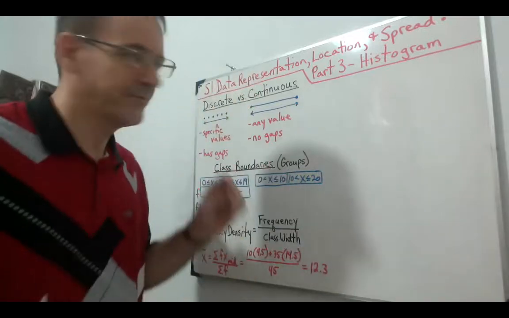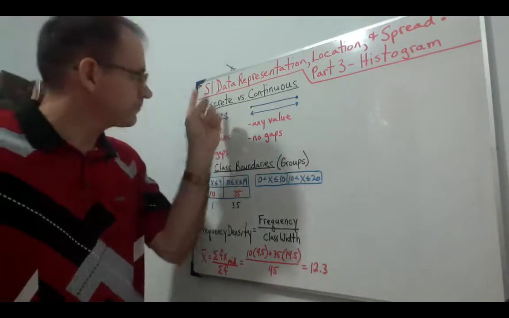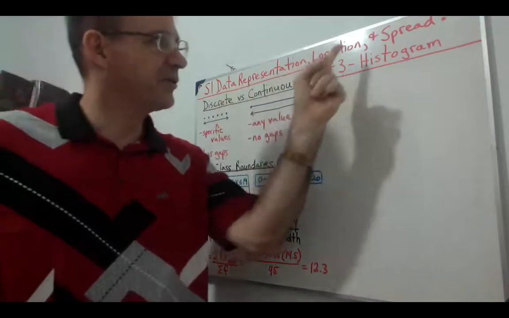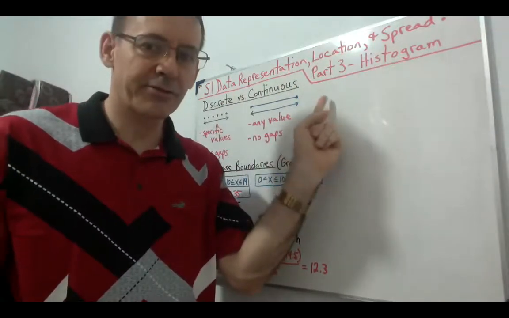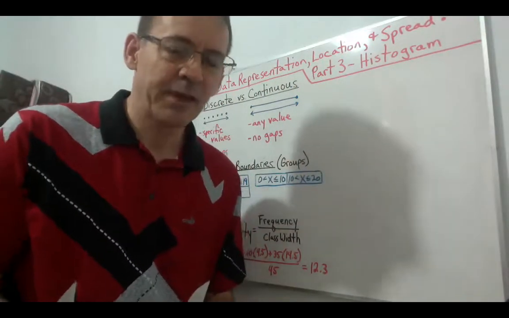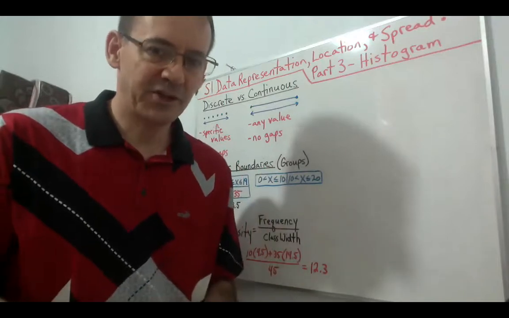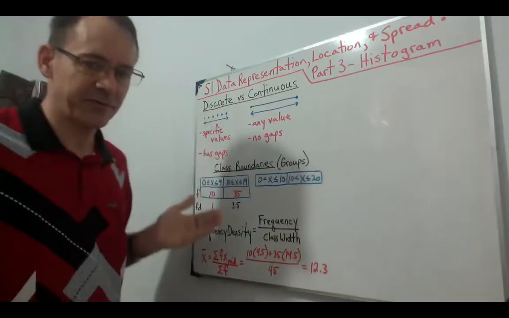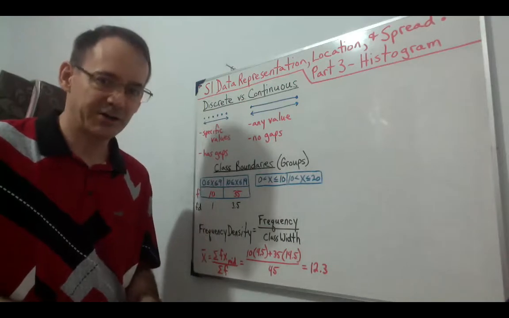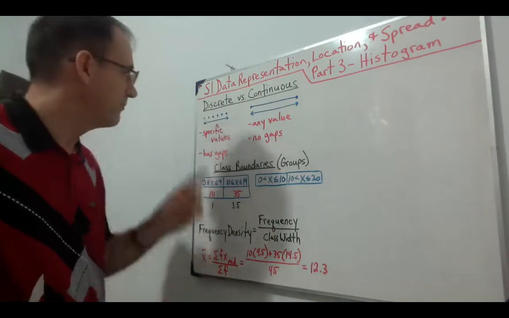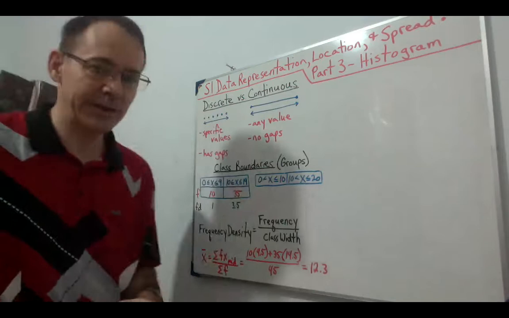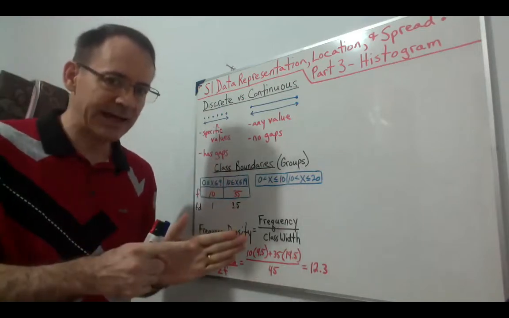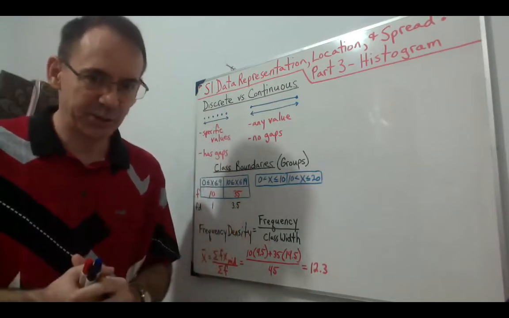Today I'd like to cover Statistics 1, Data Representation, Location, and Spread, Part 3, the histogram. But before we get into the histogram, we need to discuss a few concepts first. And one of those is the difference between discrete data and continuous data.